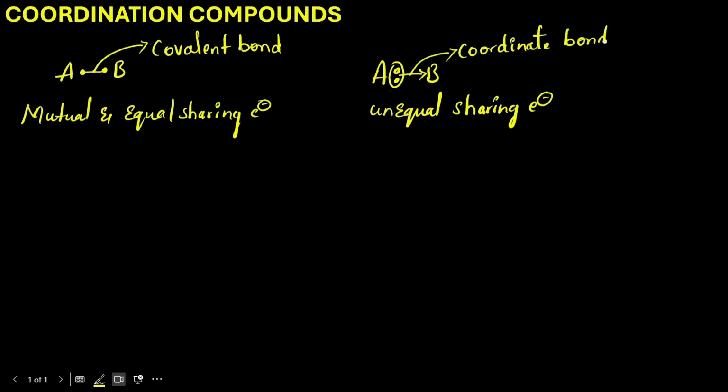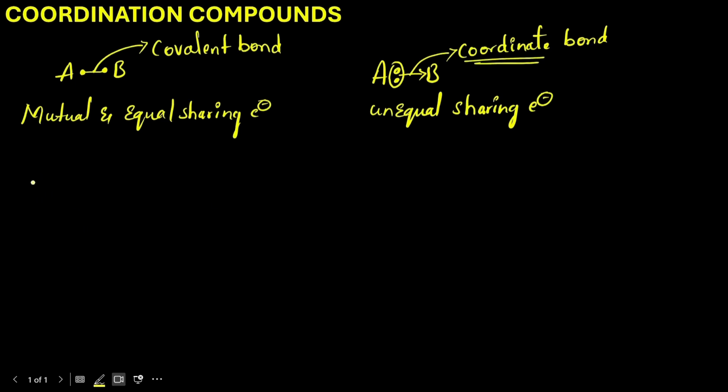So in a covalent bond, mutual and equal sharing of electrons takes place, but in a coordinate bond, unequal sharing of electrons takes place. Only one of the atoms donates the electrons in order to form the bond, which is nothing but a coordinate bond.